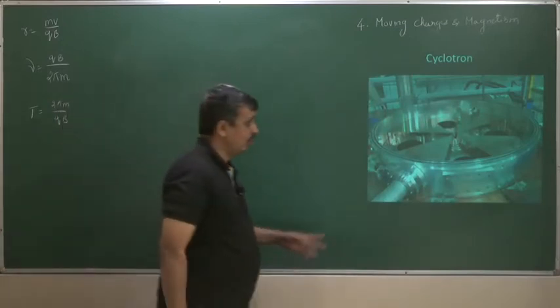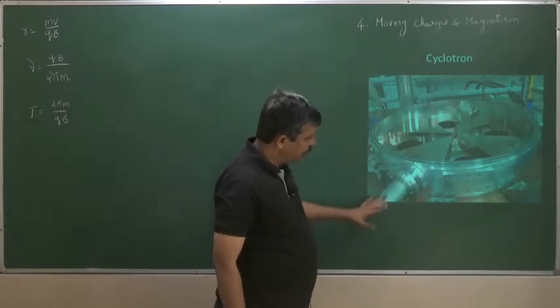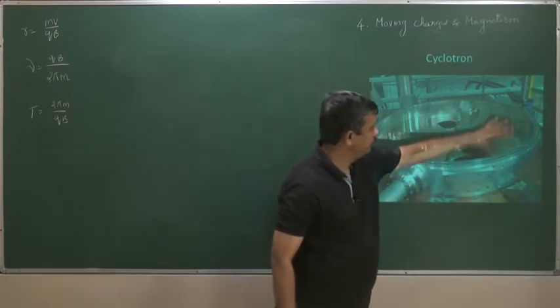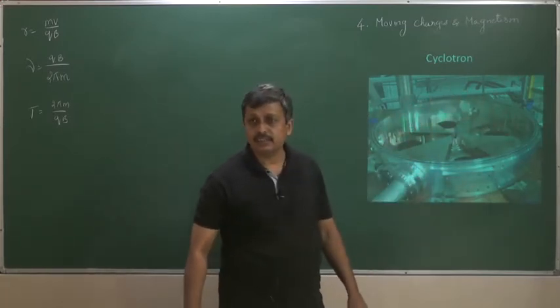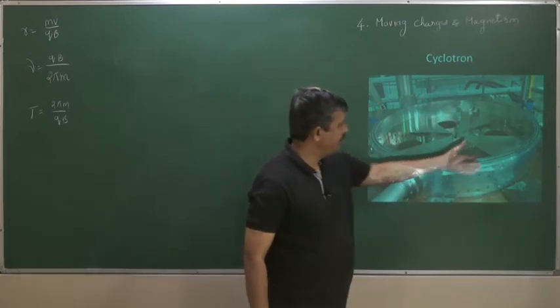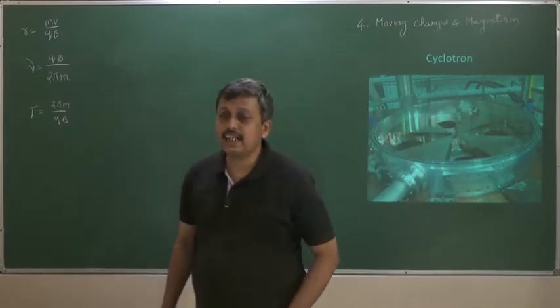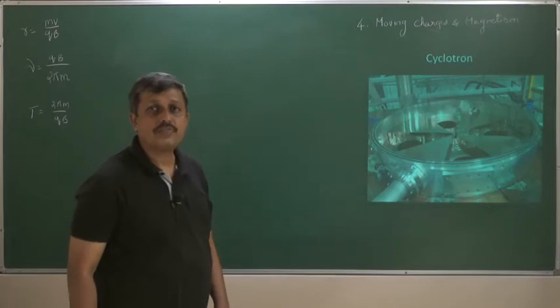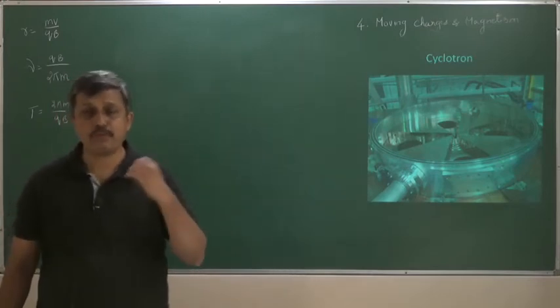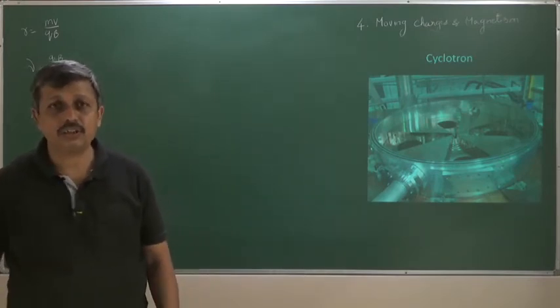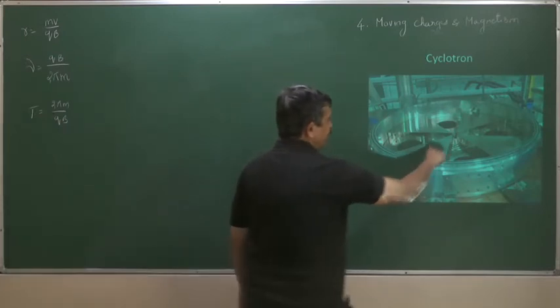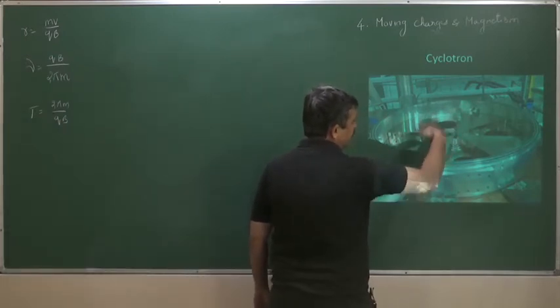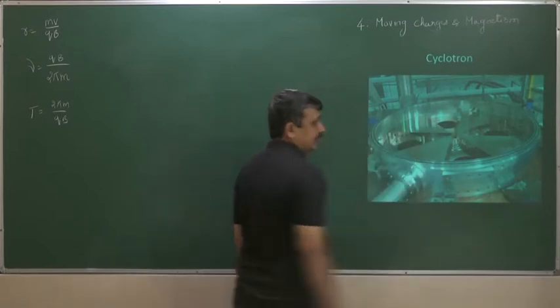Look at the cyclotron. This is like a huge circular thing, and there is a cavity inside. Inside that cavity, we send out some charged particles.